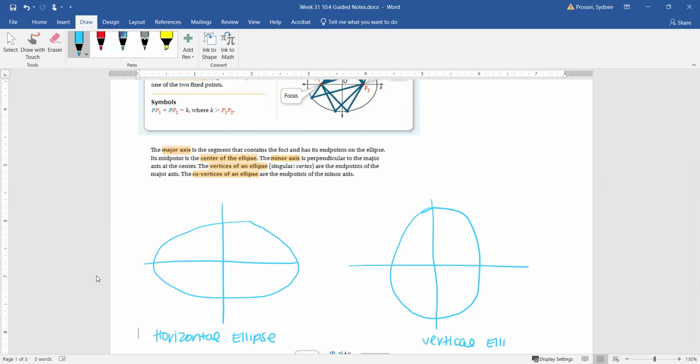Okay? And so let's read over some of this vocabulary here. The major axis is the segment that contains the foci and has its endpoints on the ellipse. Okay? And so now let's label our major axis. And so we have a horizontal major axis if we have a horizontal ellipse, and we have a vertical major axis if we have a vertical ellipse.